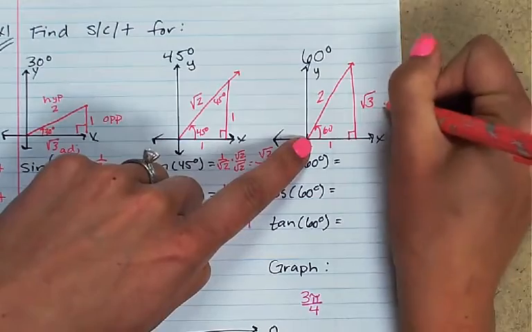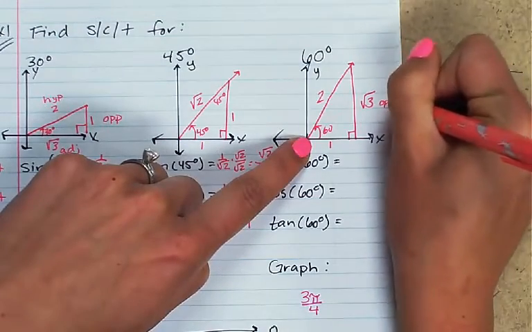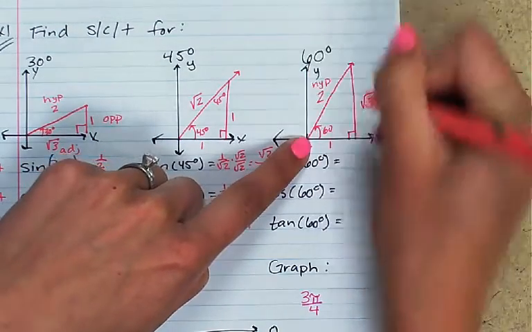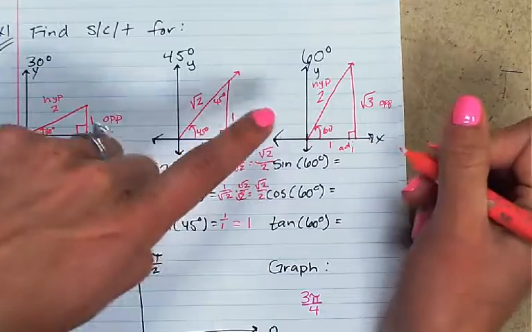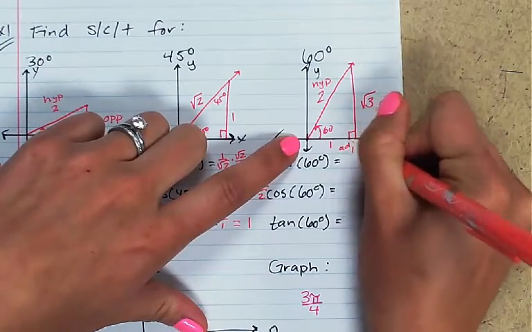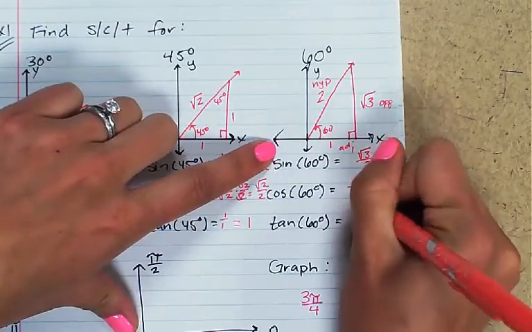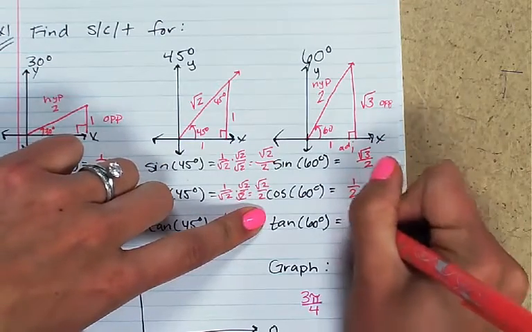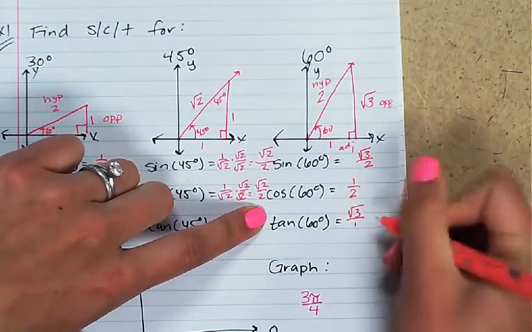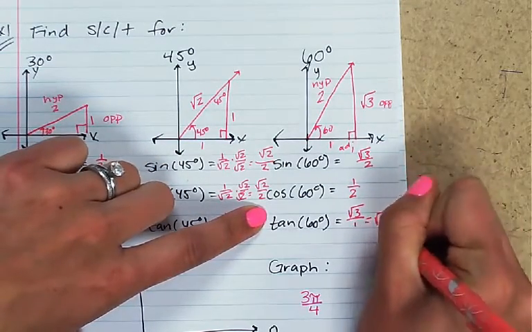Okay, so this is our reference angle. So we have our opposite, our hypotenuse, and our adjacent. Sine is opposite over hypotenuse. Cosine is adjacent over hypotenuse. And tangent is opposite over adjacent, which simplifies to just root 3.